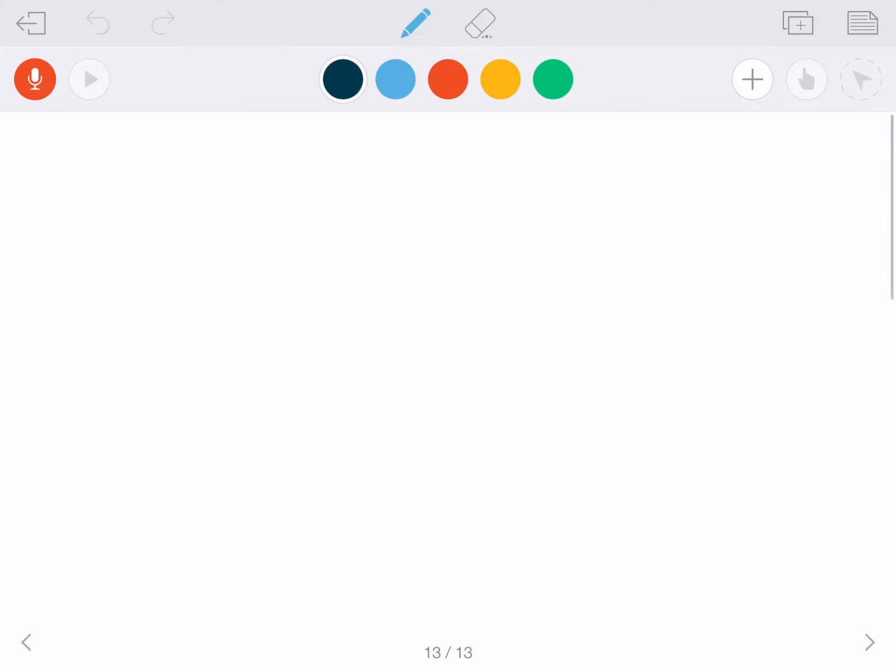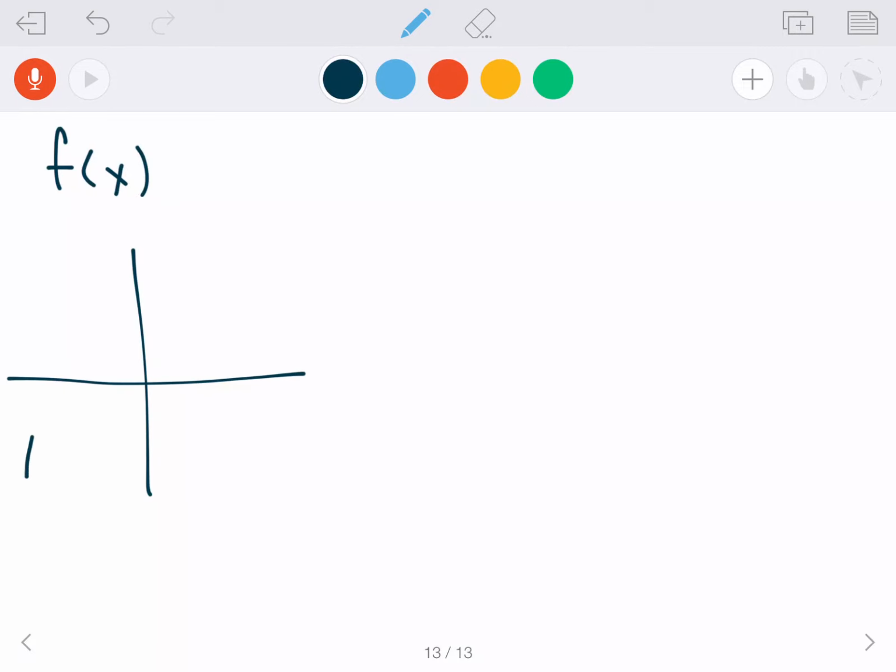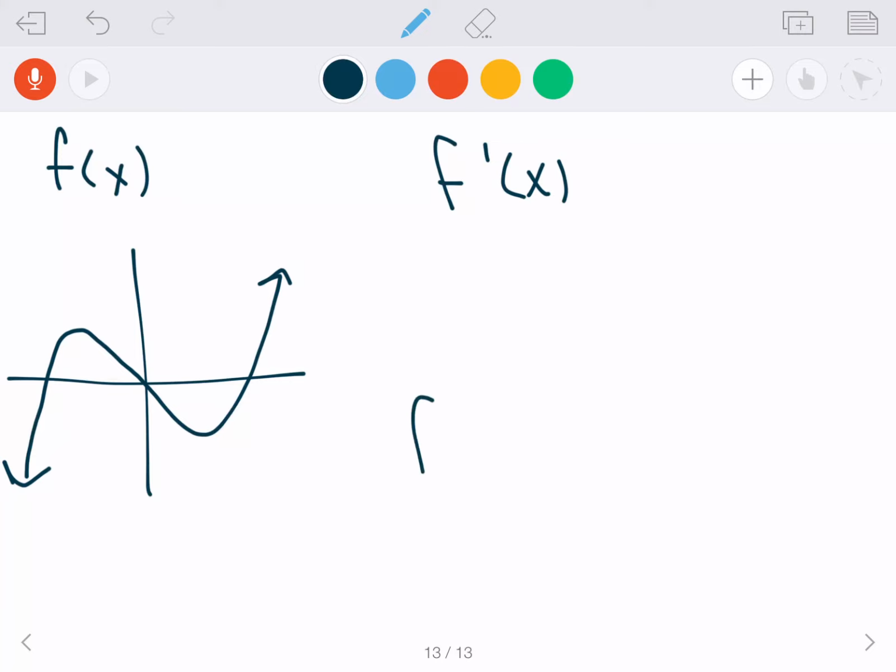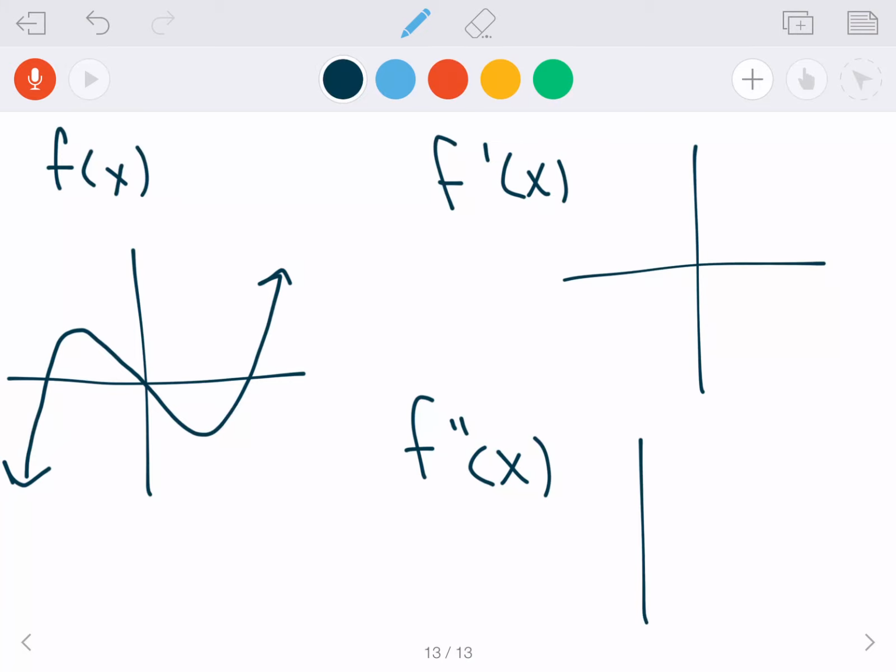Let's talk about pictures for just a minute. I want you to consider what these derivatives mean, what higher order derivatives mean. So let's say I've got f of x here, and it looks like this. Draw this carefully. And I am asked to sketch f prime of x and f double prime of x.